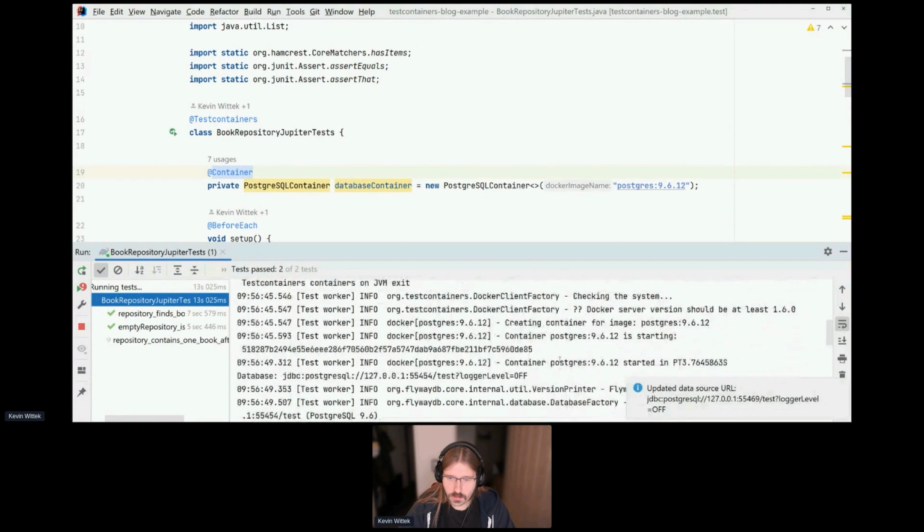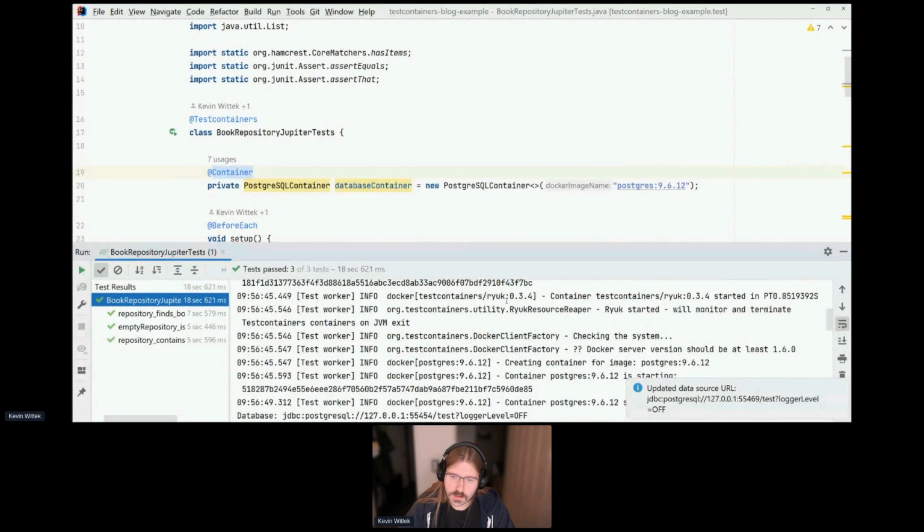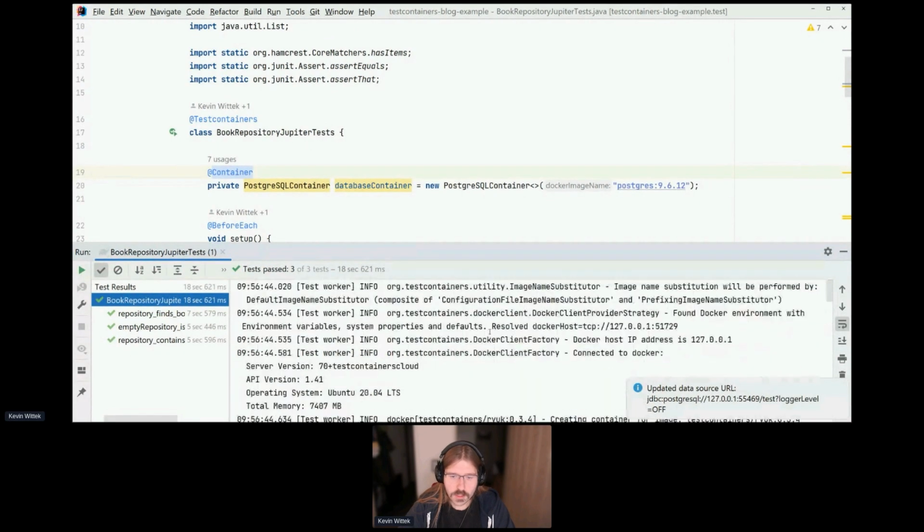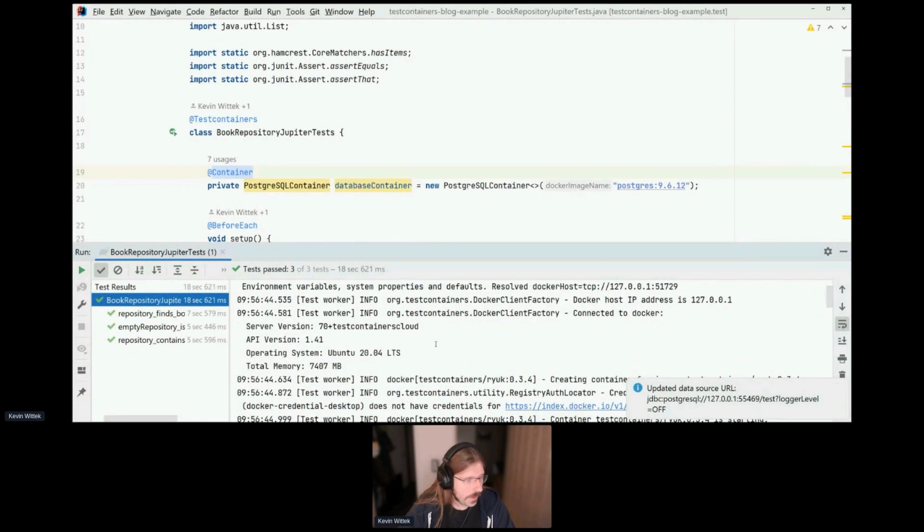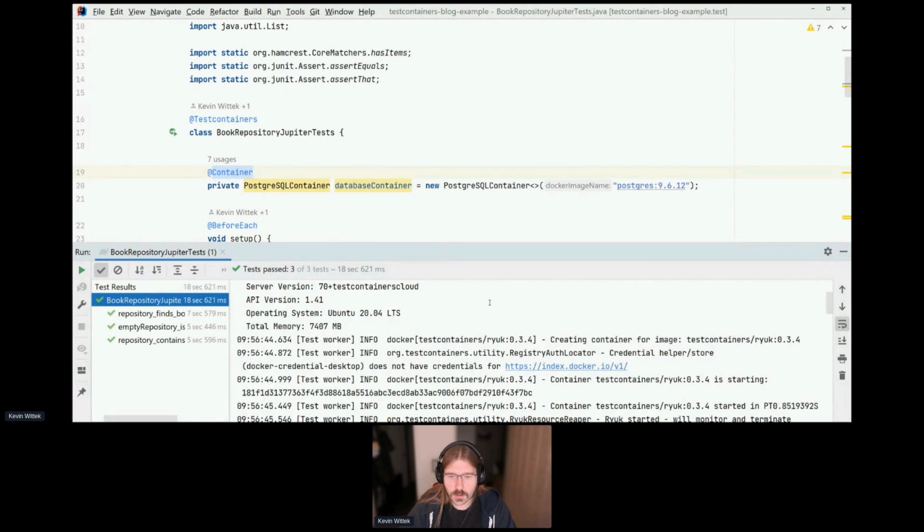So where are the logs? Here. So we see here Testcontainers is starting up. It checks my system, that Docker is available. It automatically configures itself depending on what kind of Docker setup I have. So we have some environment discovery code there, so no manual configuration is necessary.